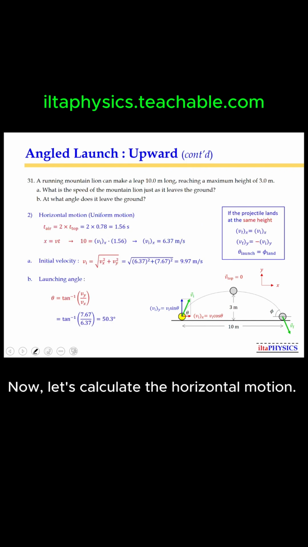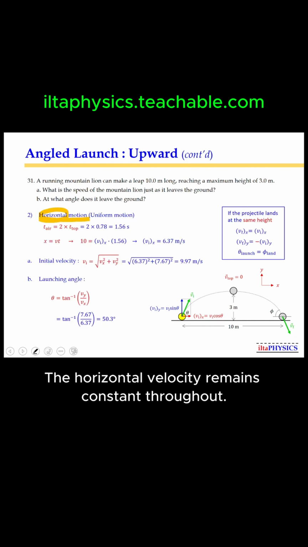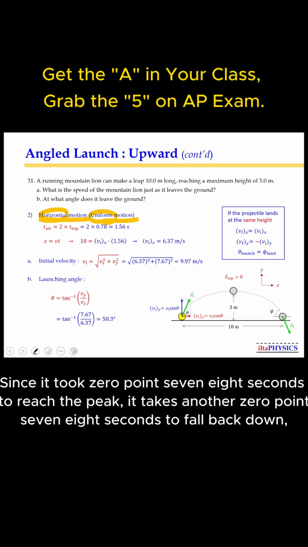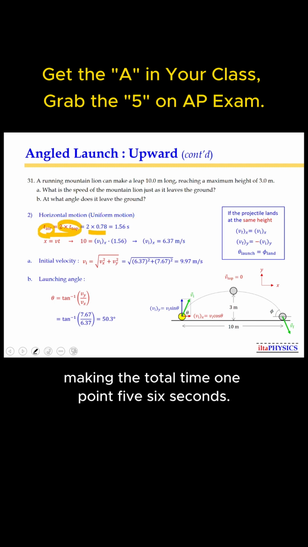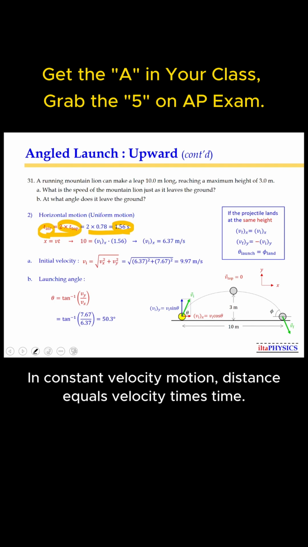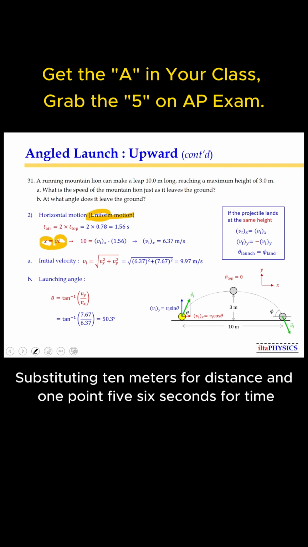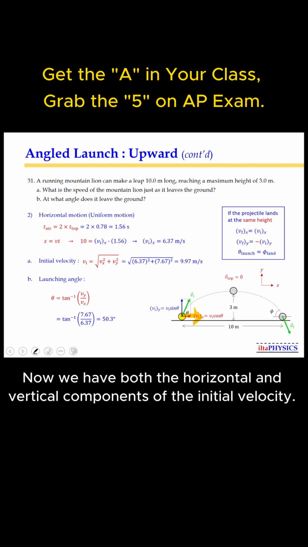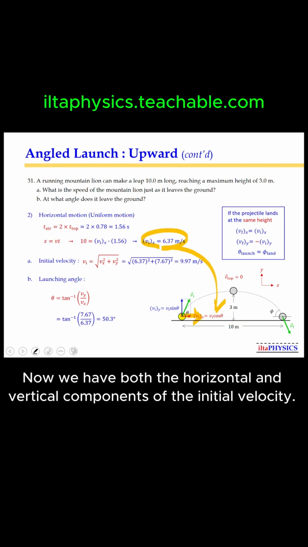Now let's calculate the horizontal motion. The horizontal velocity remains constant throughout. Since it took 0.78 seconds to reach the peak, it takes another 0.78 seconds to fall back down, making the total time 1.56 seconds. In constant velocity motion, distance equals velocity times time. Substituting 10 meters for distance and 1.56 seconds for time, we find the horizontal initial velocity is 6.37 meters per second. Now we have both the horizontal and vertical components of the initial velocity.